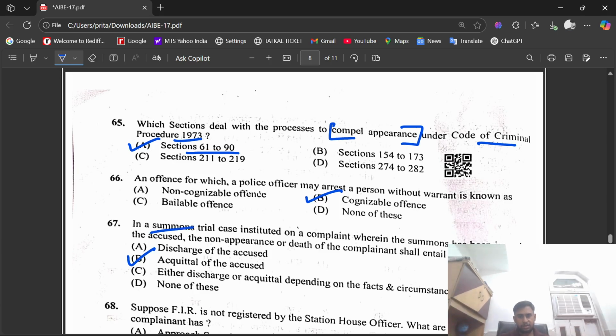In the summons trial cases instituted on a complaint wherein the summons has been issued to the accused, the non-appearance or death of the complainant shall entail acquittal of the accused. ठीक है, समन ट्रायल केसेस मीन्स उतना सीरियस ऑफेंस नहीं है. उस केस में अगर कंप्लेनेंट की मृत्यु हो गई, the complainant had died, or the complainant had refused to appear in the court or intentionally did not appear in the court, in those cases the court will grant the acquittal to the accused.